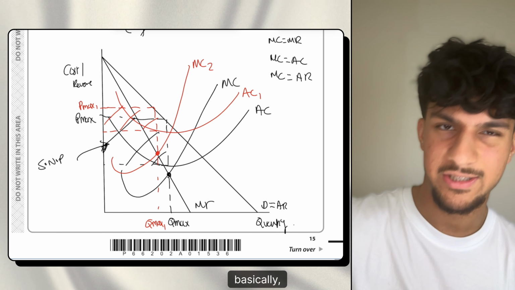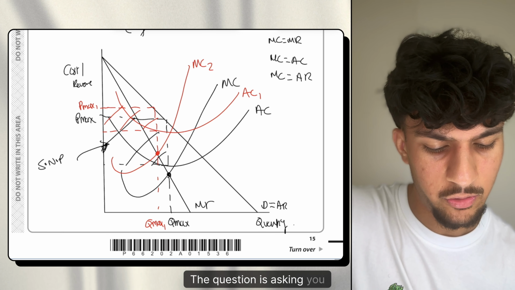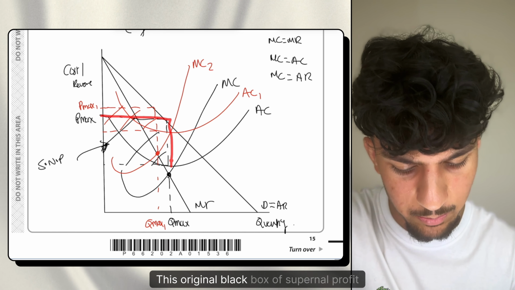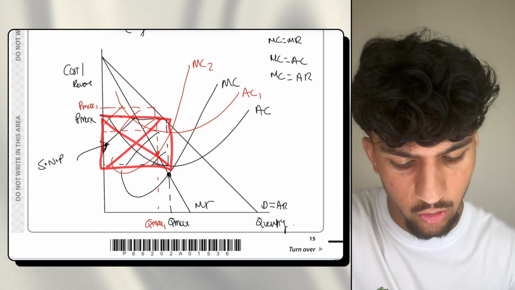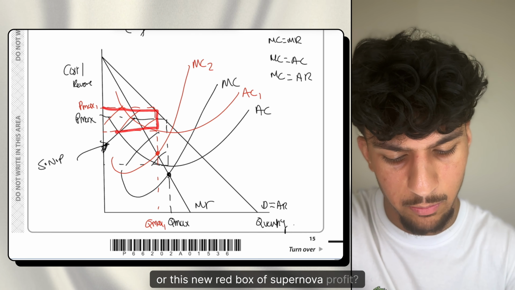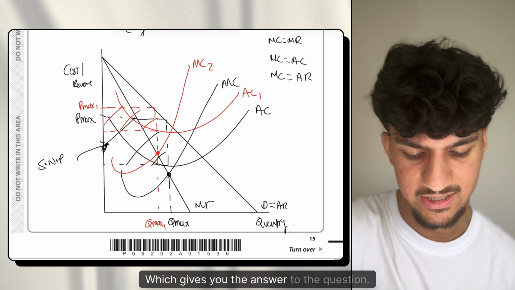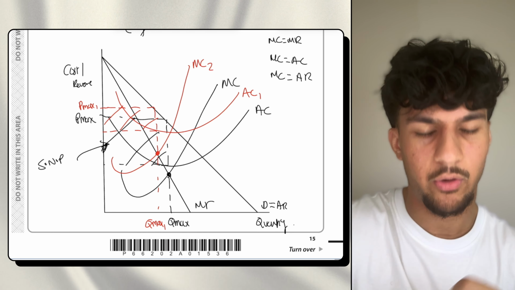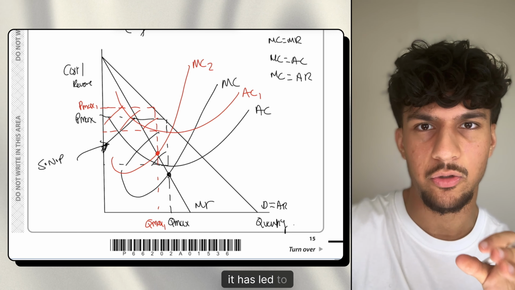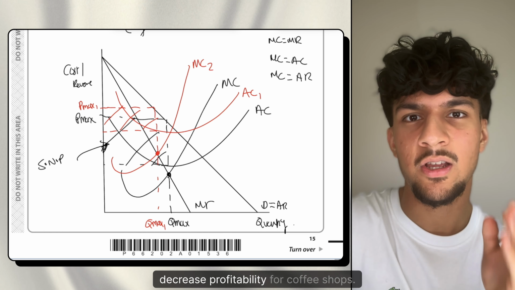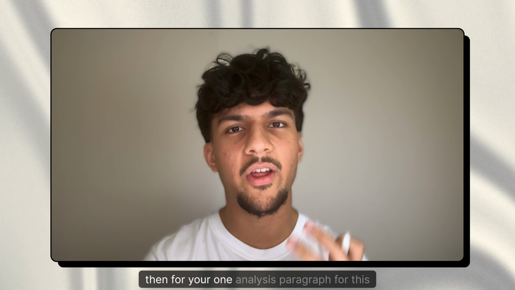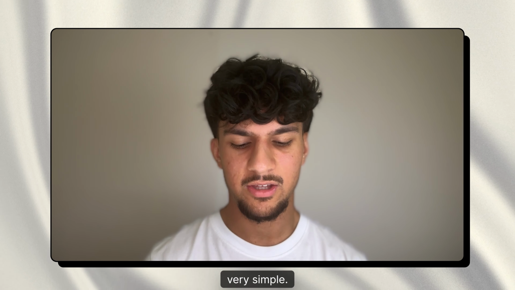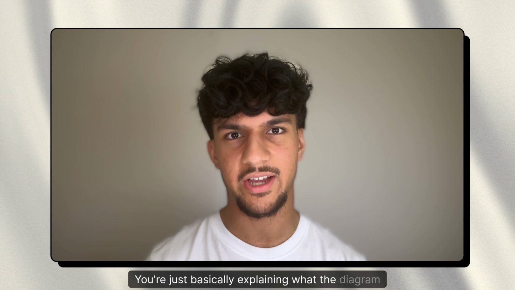Now, this is the whole thing the question is asking you: which box of supernormal profit is bigger? This original black box of supernormal profit, or this new red box of supernormal profit, which gives you the answer to the question. Due to the rising costs, such as rising wage costs and rising variable costs, it has led to decreased profitability for coffee shops. Then your one analysis paragraph for this question is very, very simple. You're just basically explaining what the diagram is showing.